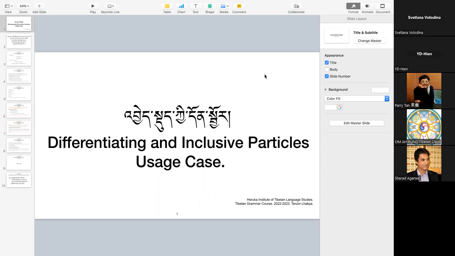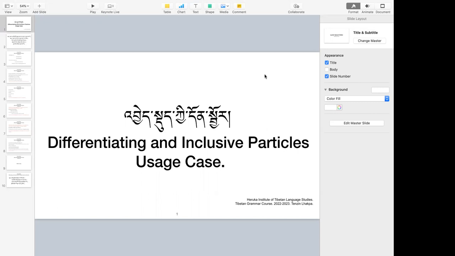As we know, each particle will be discussed in the same manner. First, the introduction of the particles, then the association based on the suffix letter if those particles are dependent particles, and then finally the usage case. So here we are introducing the usage case, with not much focus on the inferential usage case, mostly on the direct usage case.